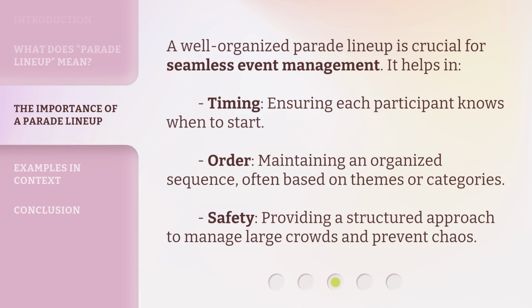A well-organized parade lineup is crucial for seamless event management. It helps in timing, ensuring each participant knows when to start. Order, maintaining an organized sequence, often based on themes or categories. Safety, providing a structured approach to manage large crowds and prevent chaos.